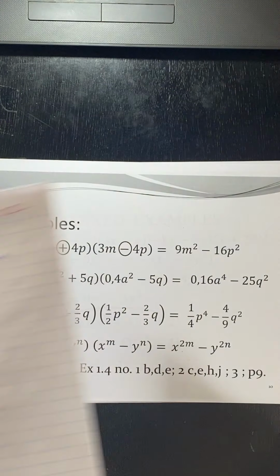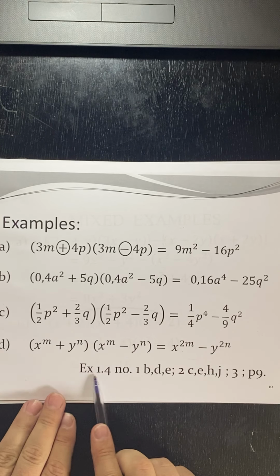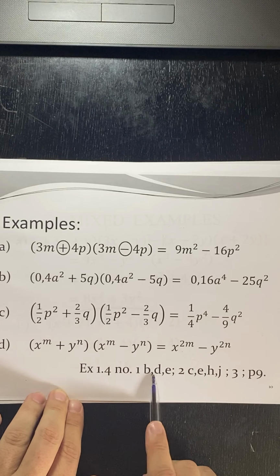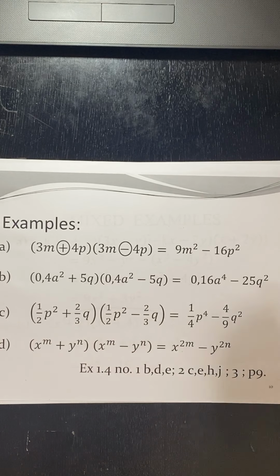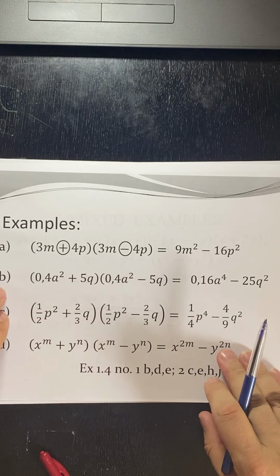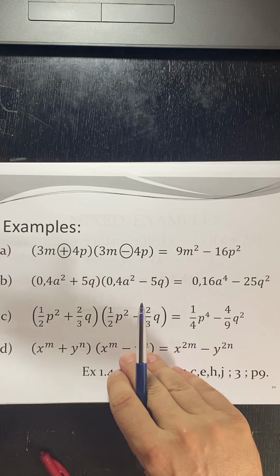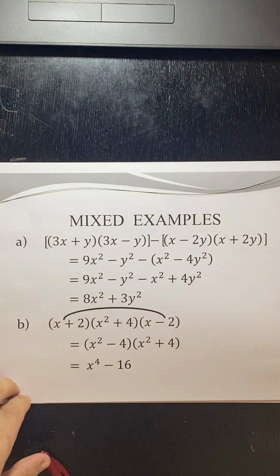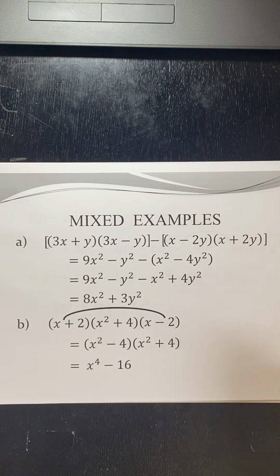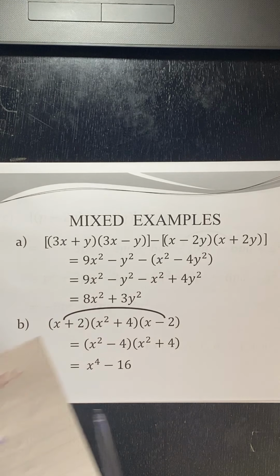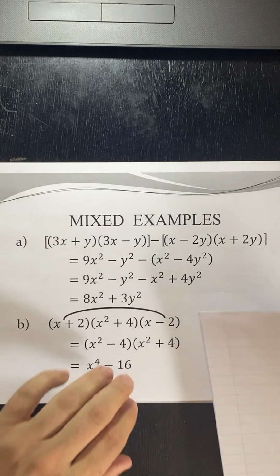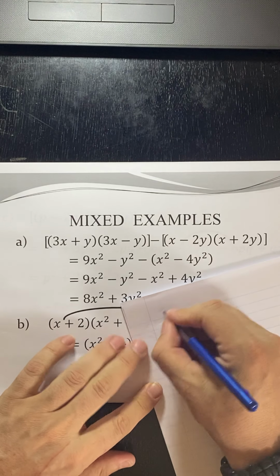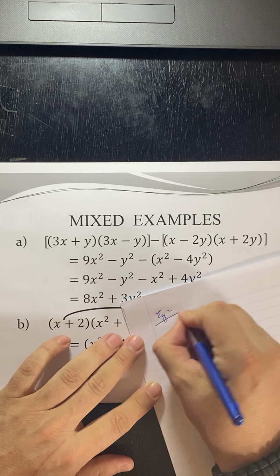Right, so grade 10s, what I would like you to do from this one is exercise 1.4, numbers 1 BDE, 2 CEHJ, and number 3. But before you continue with that, I just want to carry on because it's more or less the same work. Okay, so what we're doing now is we're going on to mixed examples. Okay, and I'm just going to go through these examples with you. So this is EG2A.